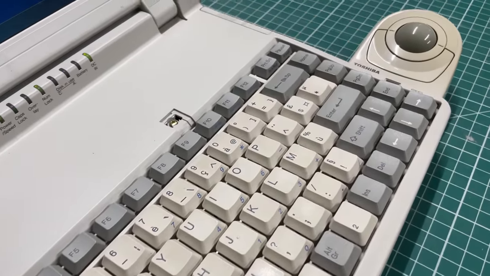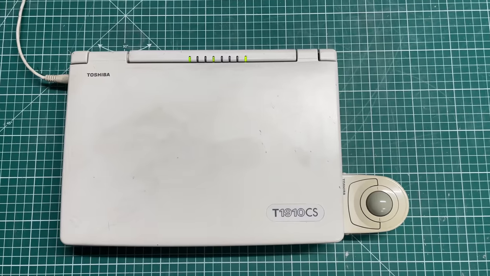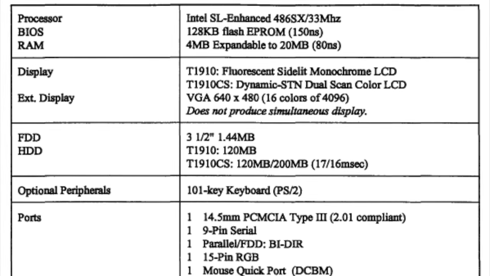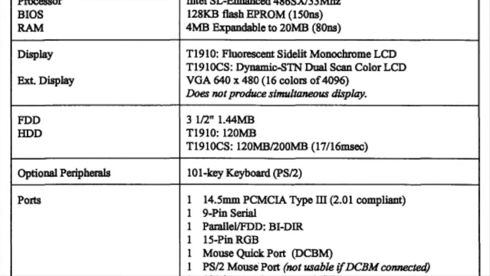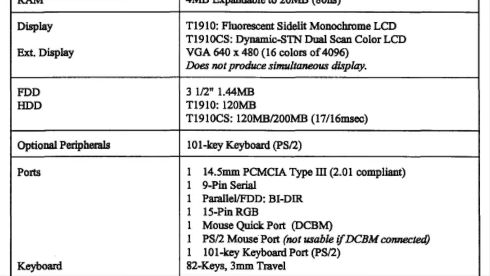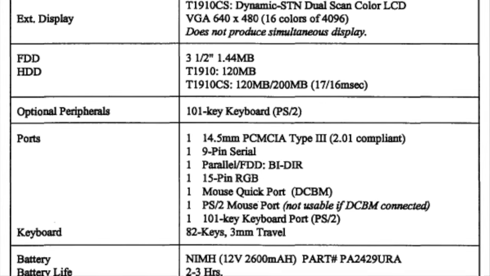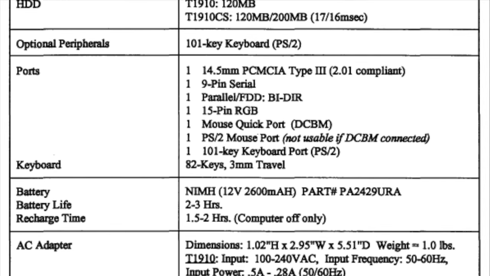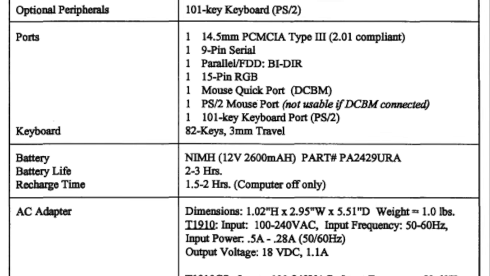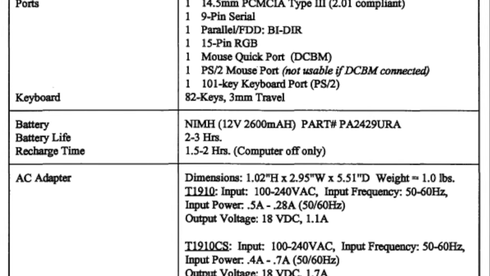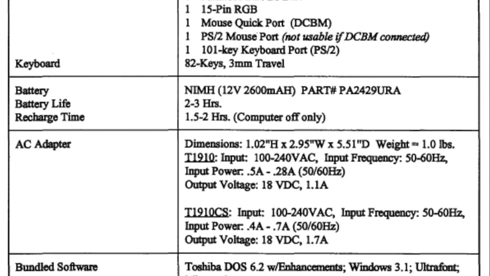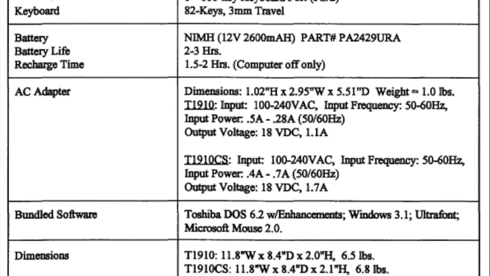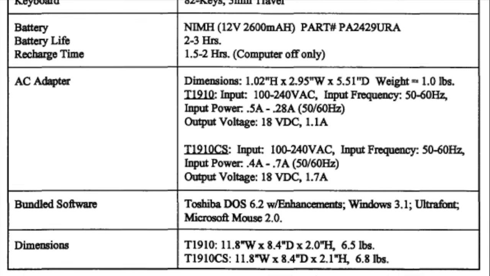So let's take a look at the specs and see what we have going on here on this Toshiba T1910CS. At its core, we have the Intel 486SX running at 33 megahertz. We have 4 megabytes of RAM, although it can be expanded to 20 megabytes. This version has a dynamic STN dual scan color LCD running at a resolution of 640 by 480. We have a 3.5-inch disk drive, 1.44 meg, and a 200 megabyte hard drive. We can attach an external PS/2 keyboard. We have serial, parallel, PCMCIA slots, and a VGA port. We have a 2600 milliamp hour battery, giving us 3 hours of battery life back in the day. Initially this came with Microsoft DOS 6.2 and Windows 3.1.